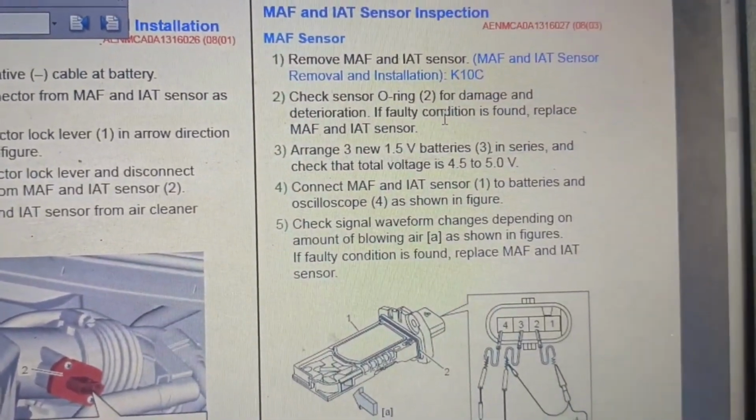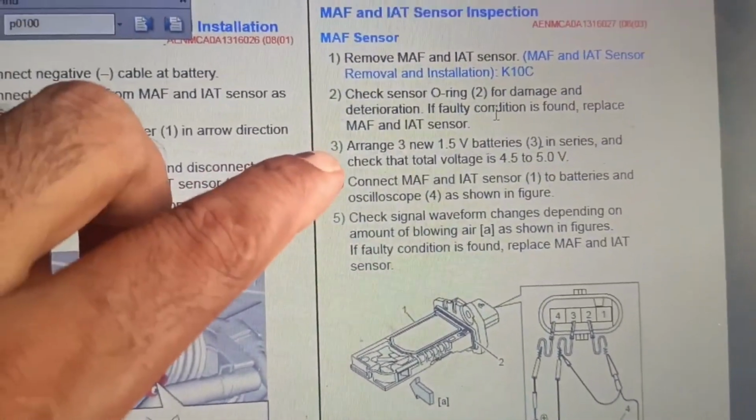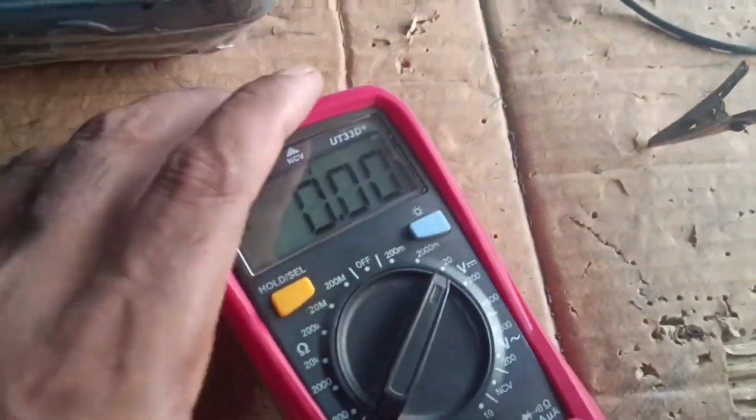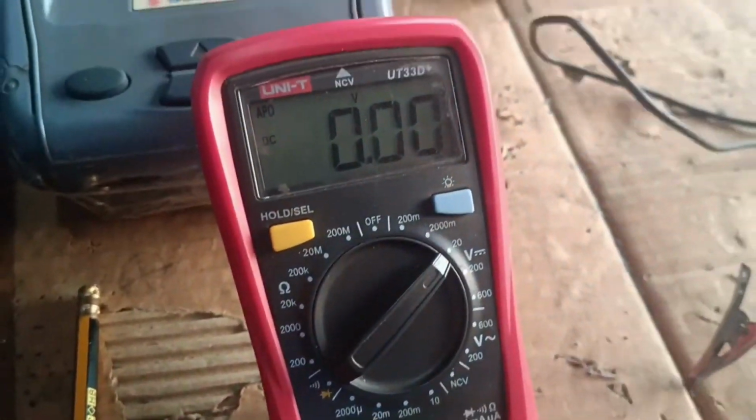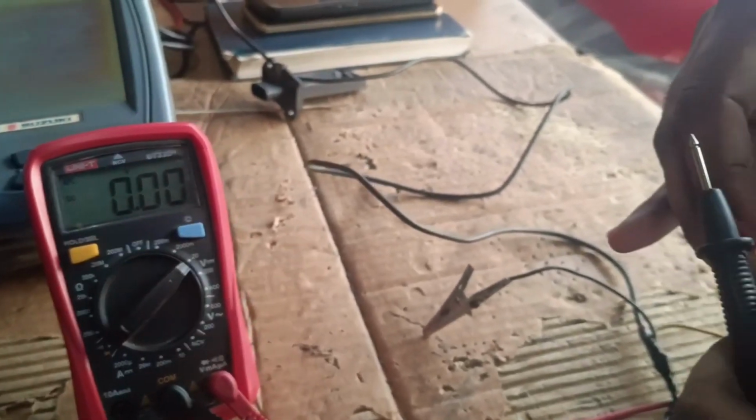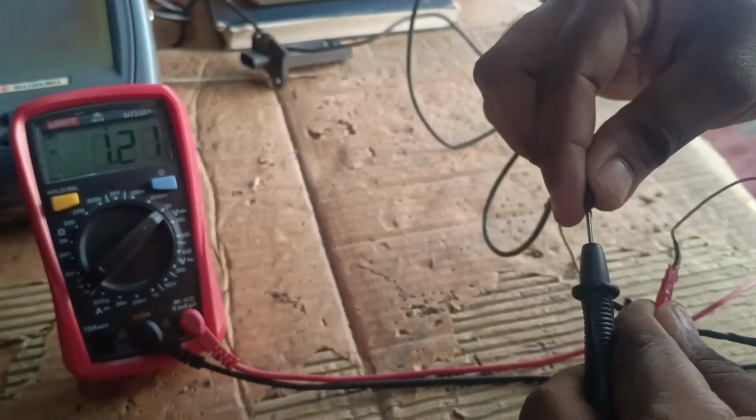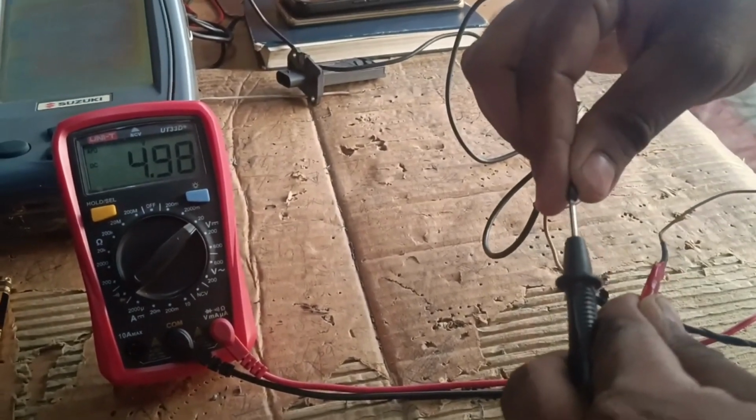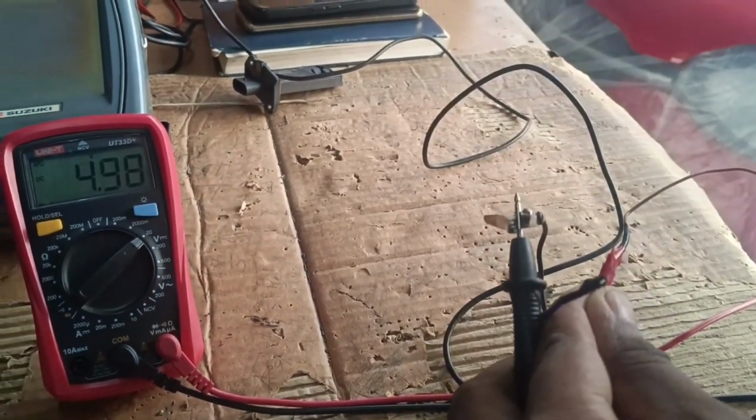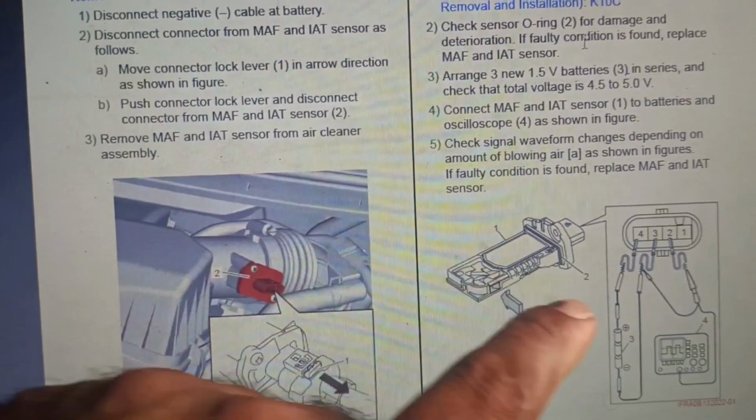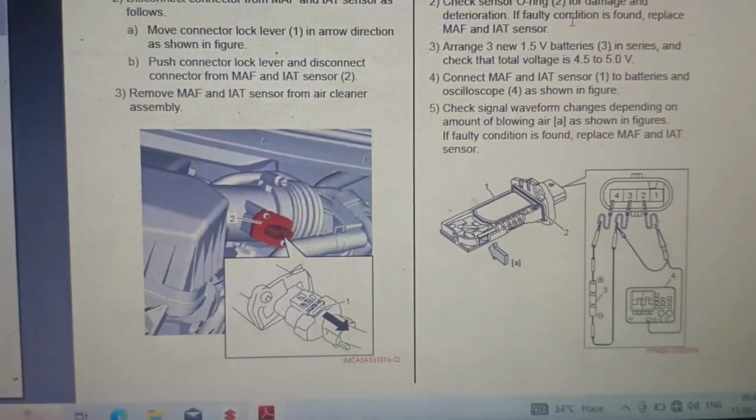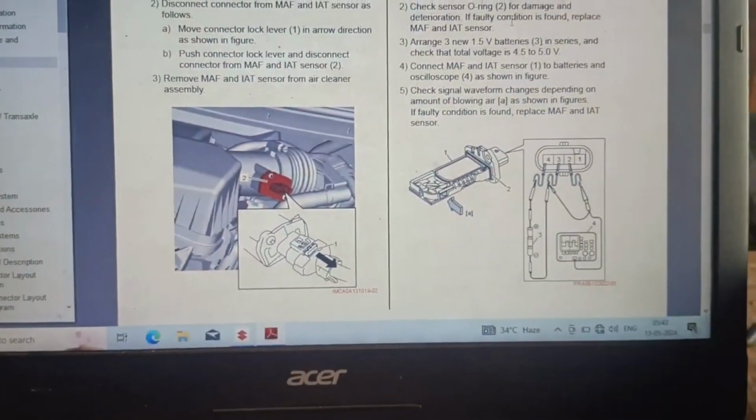Then step 3, arrange 3 new 1.5 volt batteries in series and check the voltage is 4.5 to 5 volt. We have a 5 volt battery for checking the MAF sensor. Check the additional power supply voltage is 5 volt. It's found OK. Then we need to connect the power supply, additional power supply and multimeter probe to the MAF sensor.